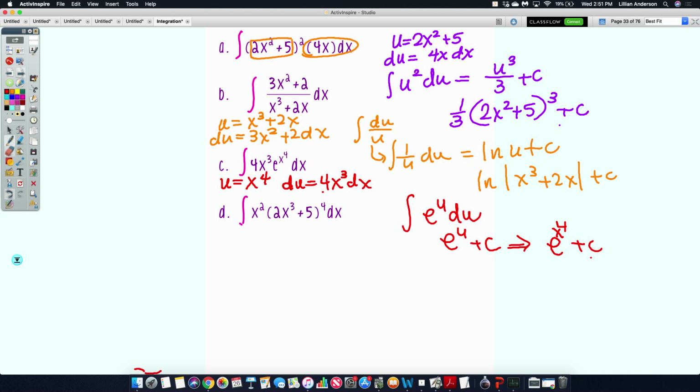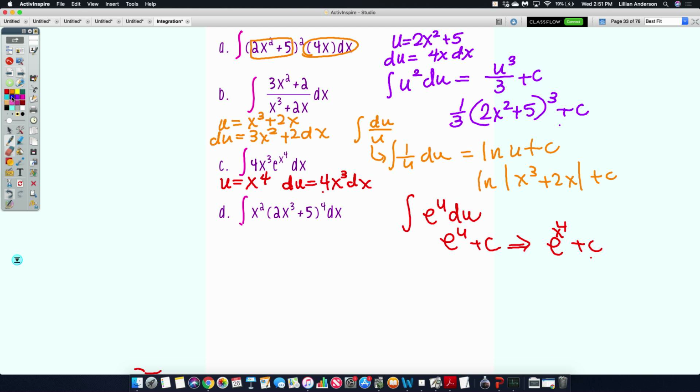Wait, where did du go? Did it get canceled out by dx? No, remember when you do the antiderivative, the integral symbol and the du, they get replaced with the constant. Anytime you do the antiderivative, the du goes away, and here comes the constant. Every time.